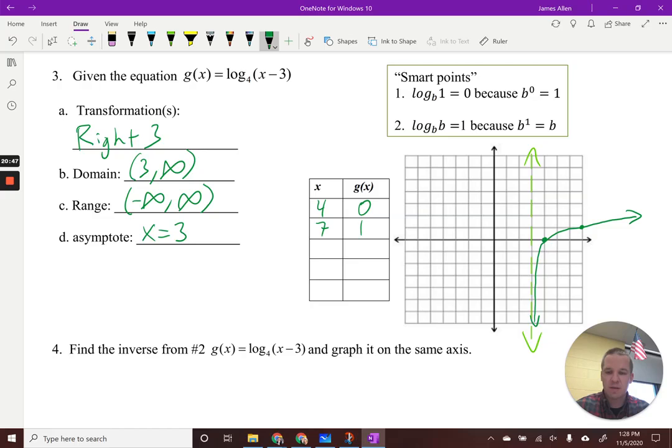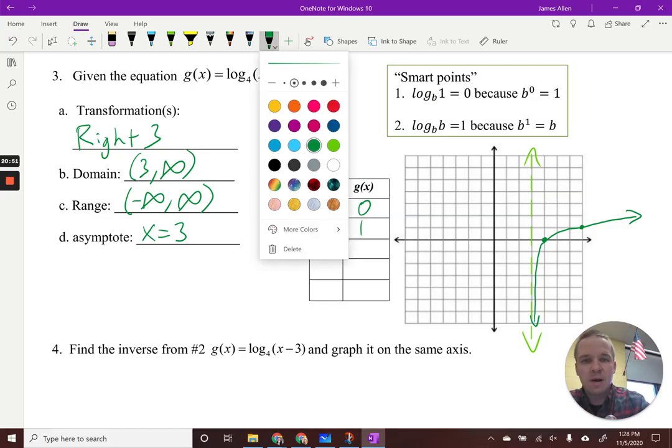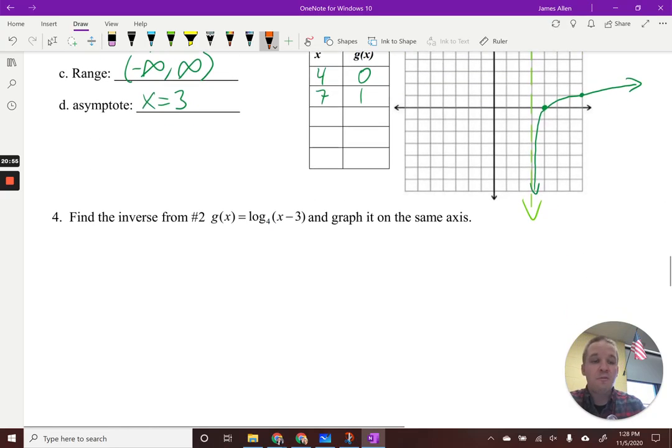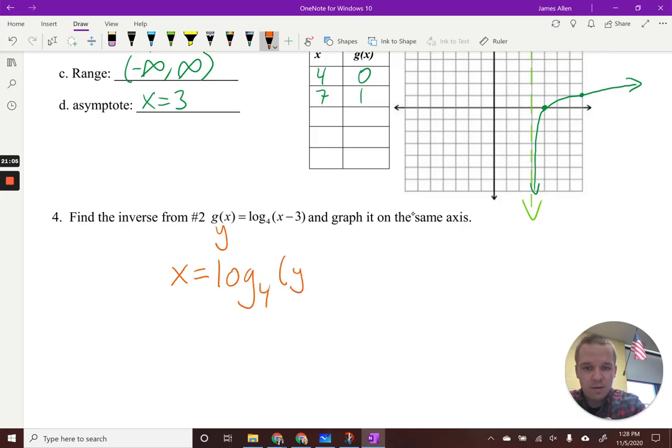Now on to question 4 here, which is pretty much part of this. Let's find the inverse, and then we're going to graph it on the same axis. I'm going to go with orange here. That sounds fun. So first step, we would change this to a y, and then I'm going to go ahead and switch my x and y. So I'll have x equals log base 4 of y minus 3.